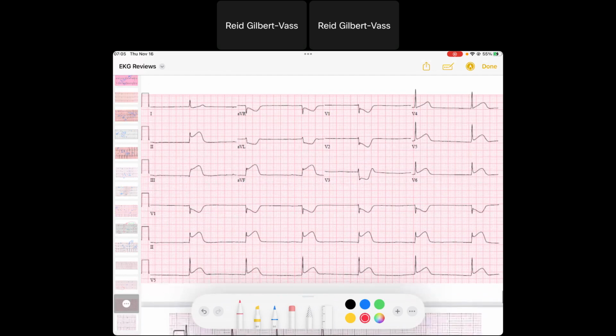Another STEMI. Let's take a look at what we see. We see elevation in lead 2, elevation in lead 3, elevation in aVF. So we've got elevation in the inferior leads. We've got depression in V1, depression in V2, depression in V3, and we've got elevation in V6, maybe a little bit of elevation in V5. Mainly the elevation is in these inferior leads, so I'd call this an inferior STEMI with reciprocal changes in the anterior leads.